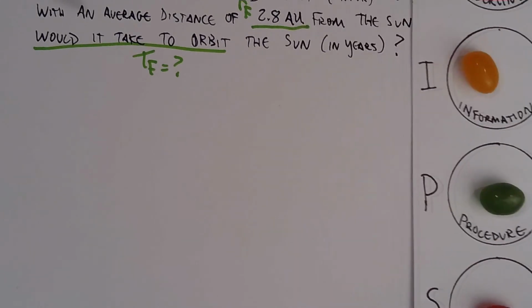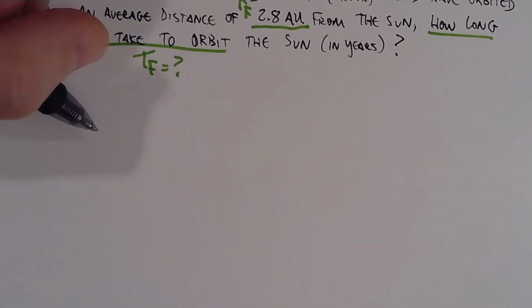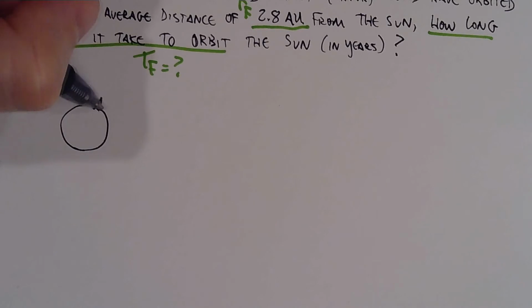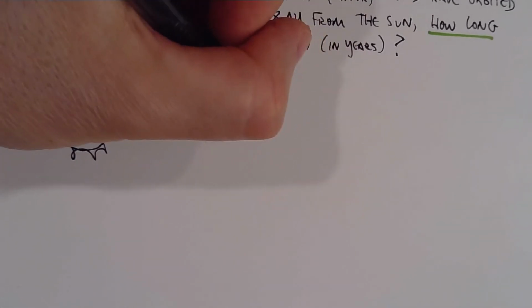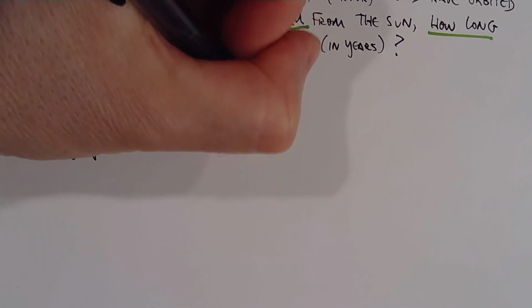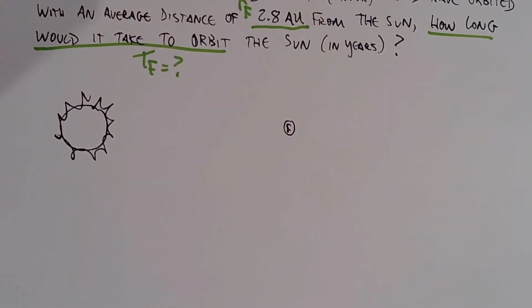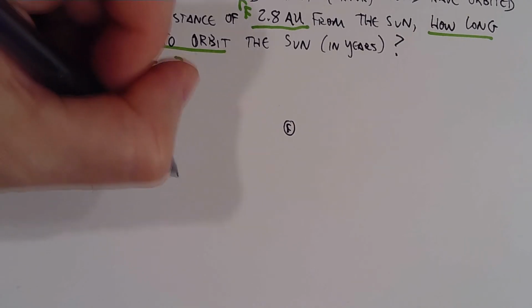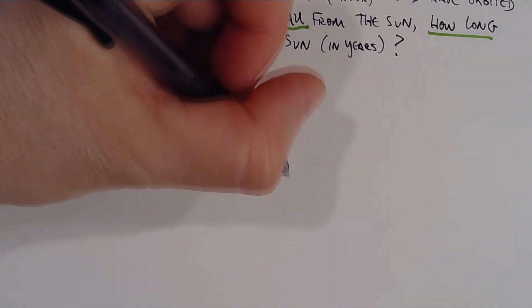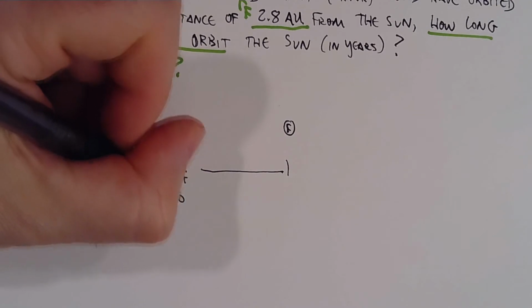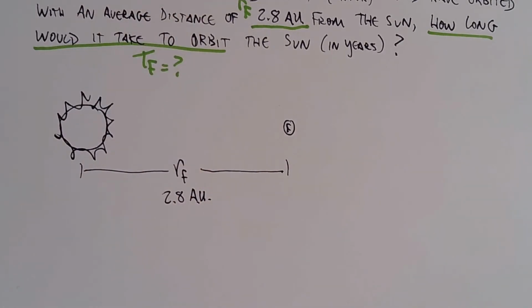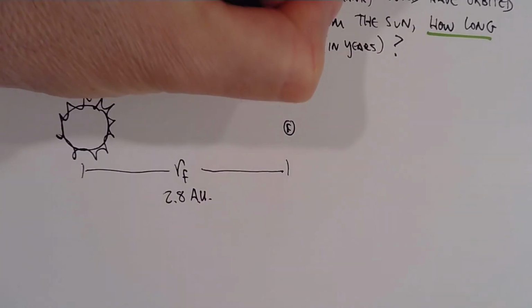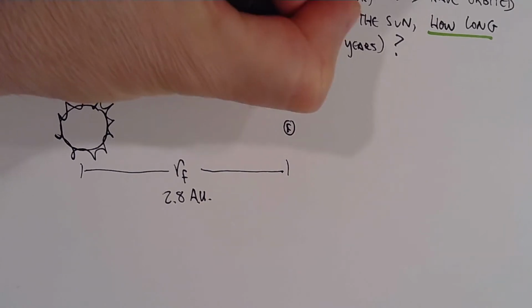In terms of our information, though, let's take a look. Here's our Sun. Here's Frank. And Frank's at a distance of 2.8 astronomical units. And we want to know what Frank's period is going to be. And that's in years.